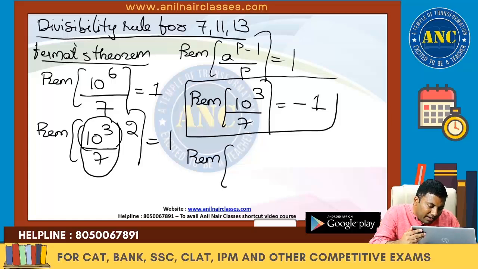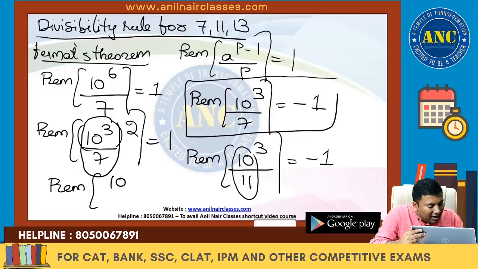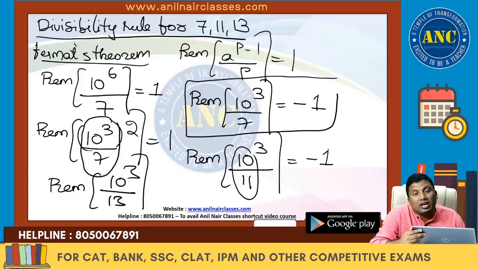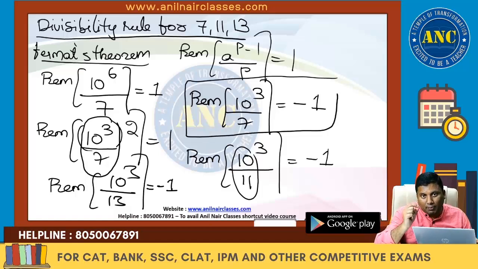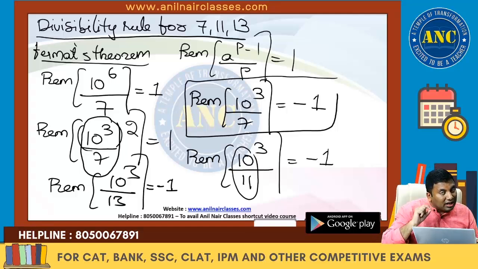10 cube by 11: 11 ones are 11, minus 1. Minus 1 whole cube is minus 1. 10 cube divided by 13: 13 ones are 13, minus 3. Minus 3 cube is minus 27. 13 minus 2s are minus 26. It is minus 1. That means, if you observe, 10 power 3 divided by 7 is minus 1, 10 power 3 divided by 11 is minus 1, and 10 power 3 divided by 13 is minus 1.